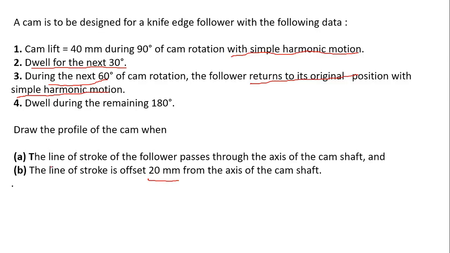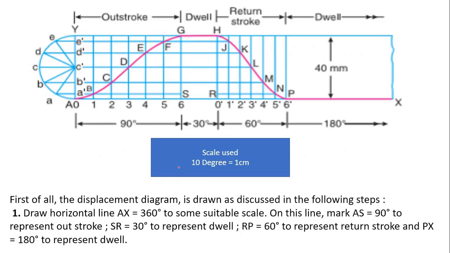Now first of all we will solve the first case, that is for the radial cam when the cam axis passes through the follower axis. Now for this, first of all we have to draw a displacement diagram. After that we can draw the cam profile. To draw a cam displacement diagram, first of all we have to take a suitable scale, and in this problem here I will take the scale 10 degree is equal to 1 centimeter.